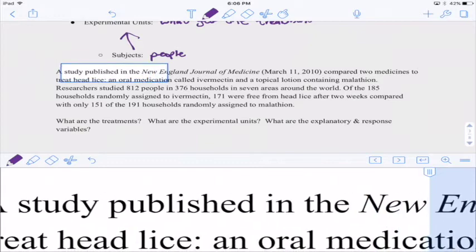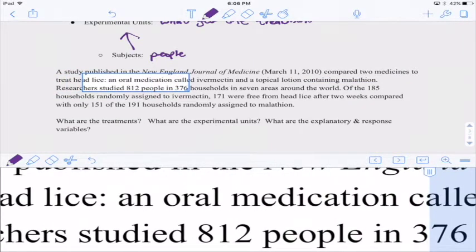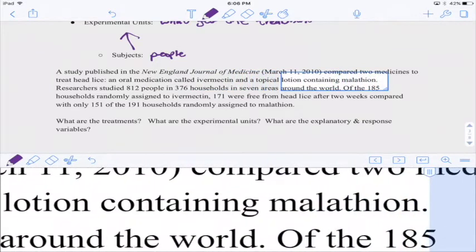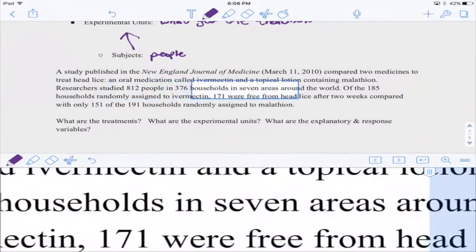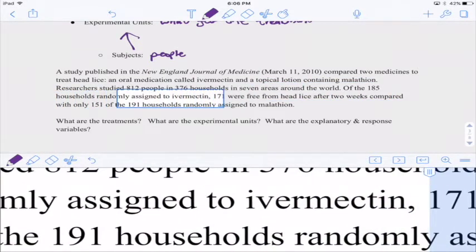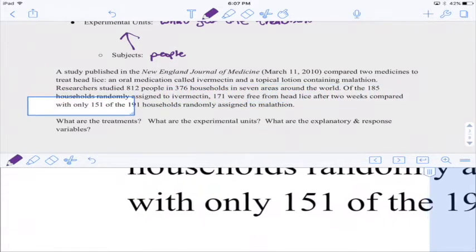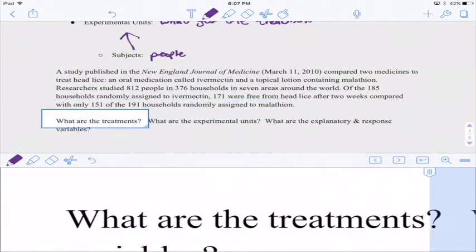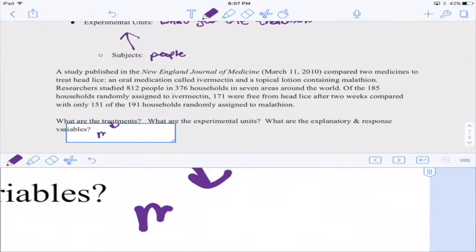A study published in the New England Journal of Medicine compared two medicines to treat head lice, an oral medication called ivermectin and a topical lotion containing malathion. Researchers studied 1812 people in 376 households in 7 areas around the world. Of the 185 households randomly assigned to ivermectin, 171 were free from head lice after 2 weeks, compared with only 151 out of 191 households randomly assigned to malathion. What are the treatments? The treatments are the medications.